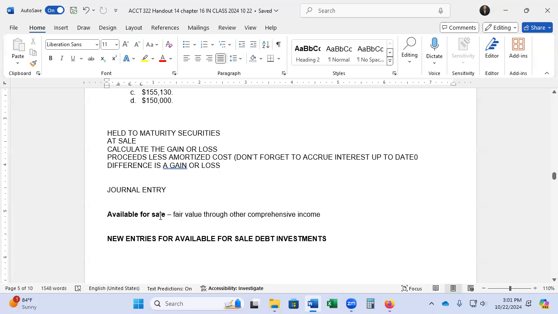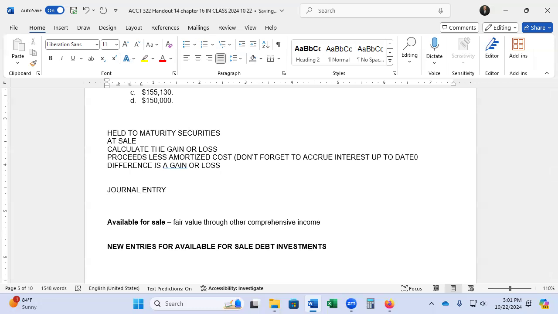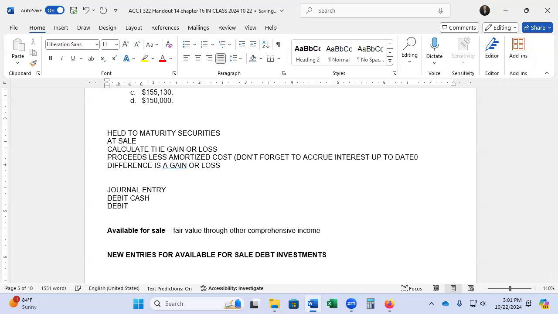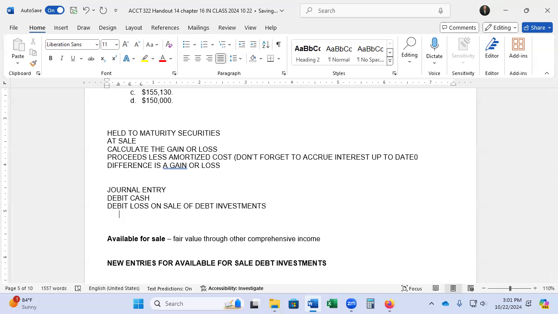Didn't leave you a lot of space for this entry, I'm sorry. So the journal entry would be a debit to cash, right? We're selling it, we're disposing of it, we're getting cash. And then if you had a loss, it would be a debit to loss on sale of debt investments. And then your credit would be interest revenue. And this is the portion of the revenue between interest dates.